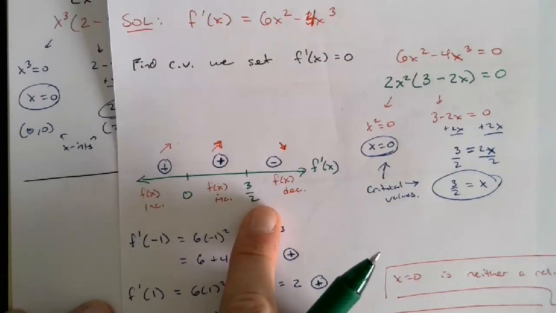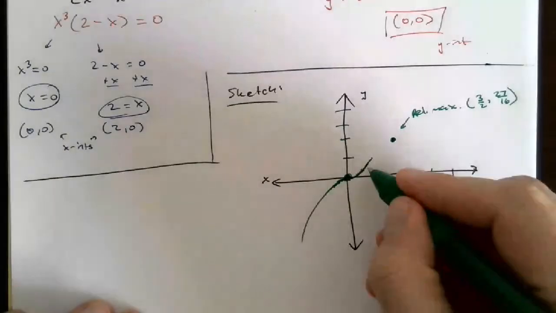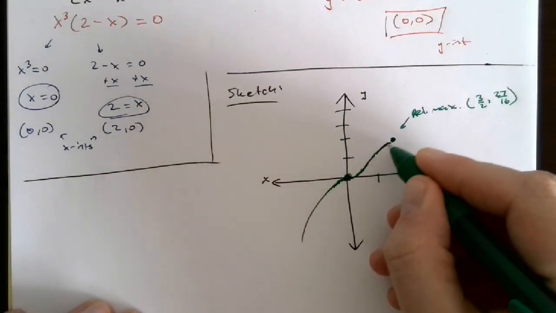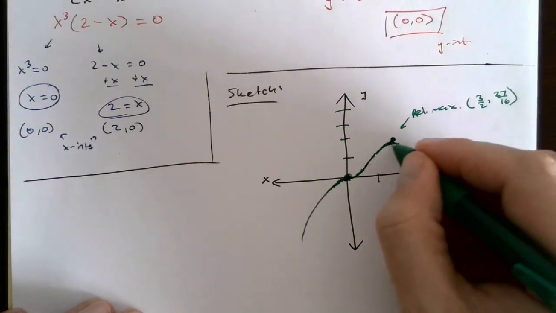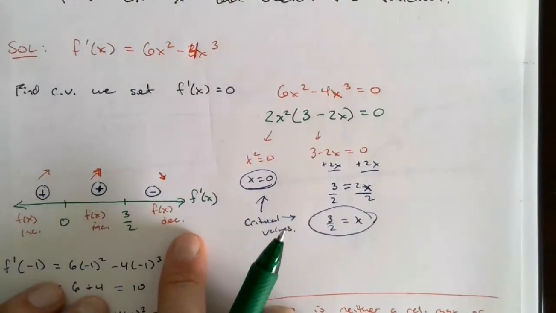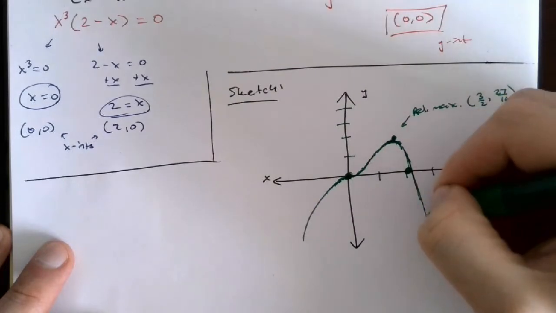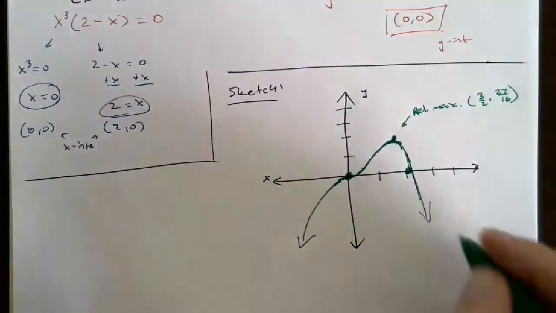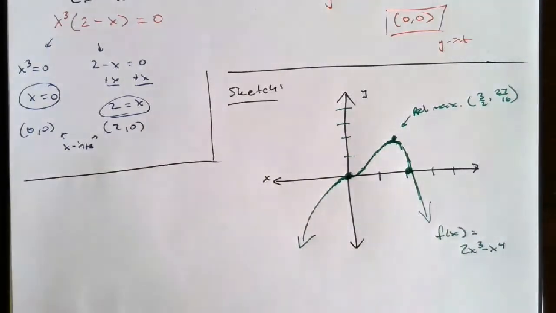So it's increasing and it's still increasing until you get to 3/2. Once you get to 3/2, it flattens out and then comes back down. So we're going to go up to here. It flattens out. That's why we find it, because that's going to make it a relative max. And then it decreases. Now this says it decreases everywhere to the right of 3/2. So this is telling me it's going downward forever through that side. And this would be your sketch of f of x equals 2x cubed minus x to the 4th.